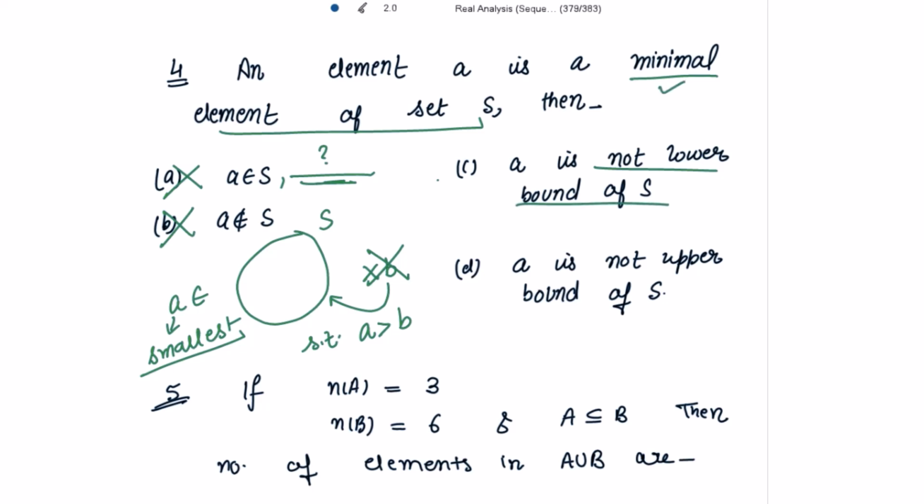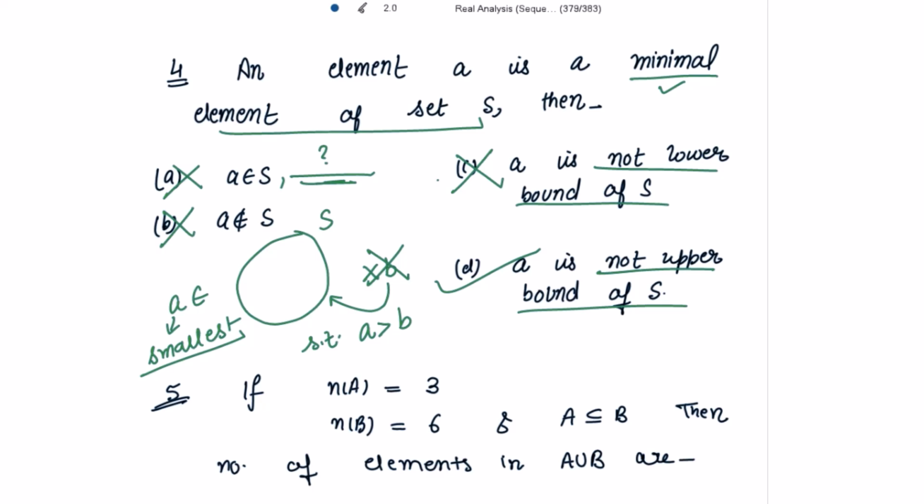A is a minimal element. It is the smallest element in the set. Obviously, it is a lower bound of S. So, it is not correct. Yes, A is not the upper bound of S. Definitely, it is not the upper bound of S.